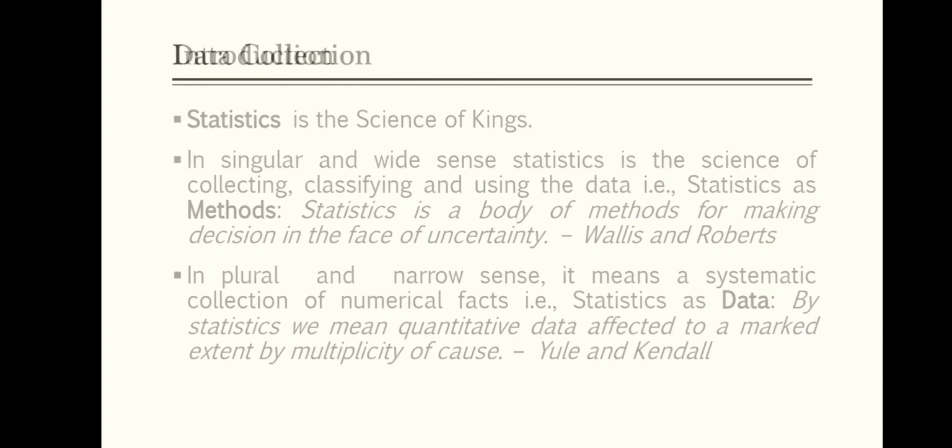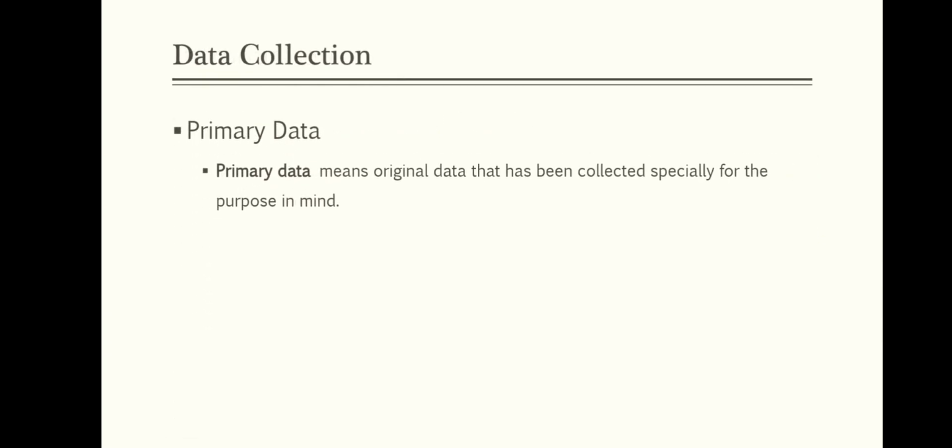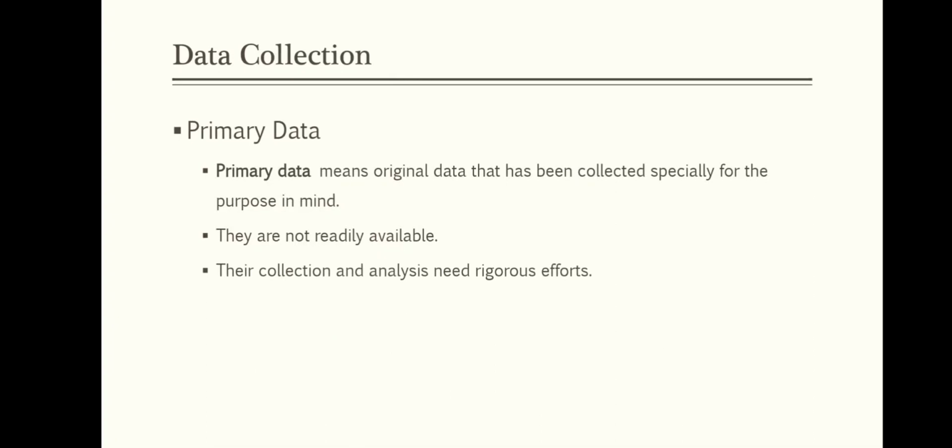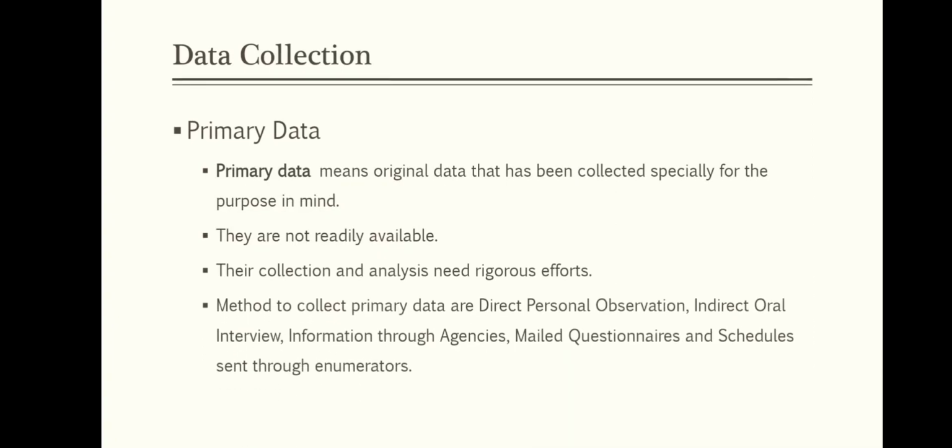Module 1, data collection. It includes primary and secondary data. Primary data. Primary data means original data that has been collected specially for the purpose in mind. They are not readily available. Their collection and analysis need rigorous efforts. Methods to collect primary data are direct personal observation, indirect oral interview, information through agencies, mailed questionnaires and schedules sent through enumerators.